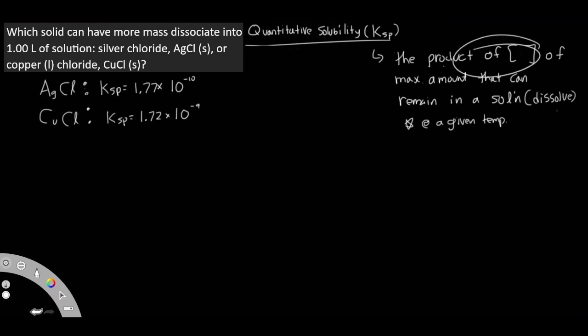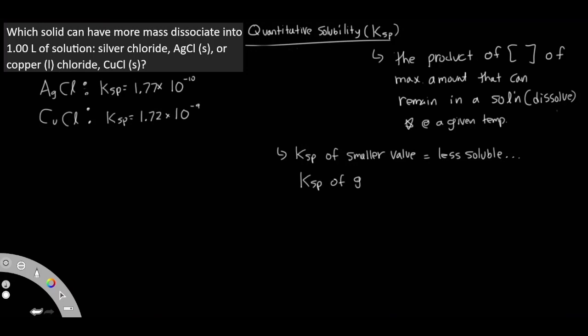However, if you have a product of these two concentrations and you can fit a lot of them and they can remain in the solution while also dissolving, of course this is going to be a very, very highly soluble solution. So I can just kind of put here that Ksp of smaller value equals less soluble. And of course, vice versa would also be true. Ksp of a greater value would therefore be more soluble.